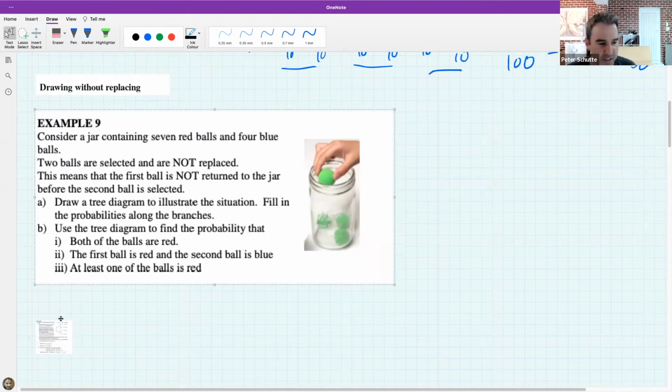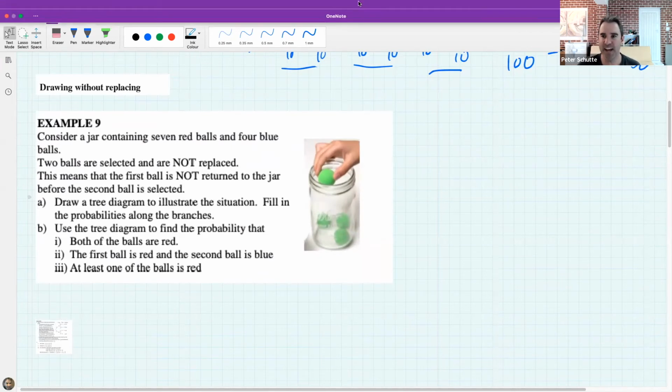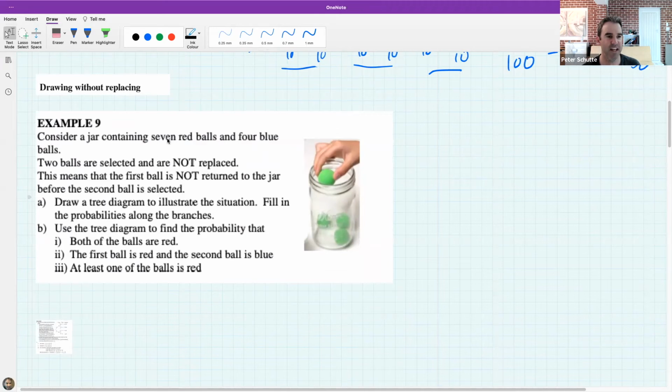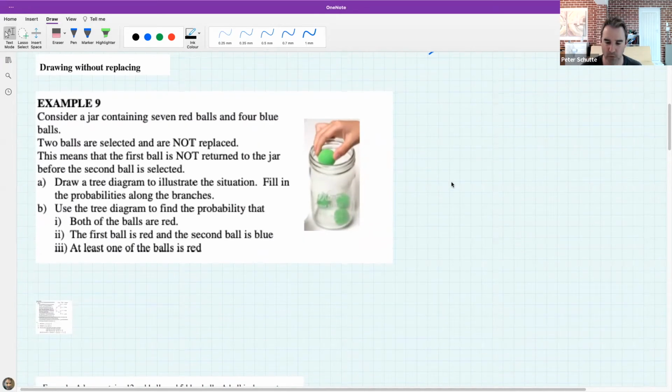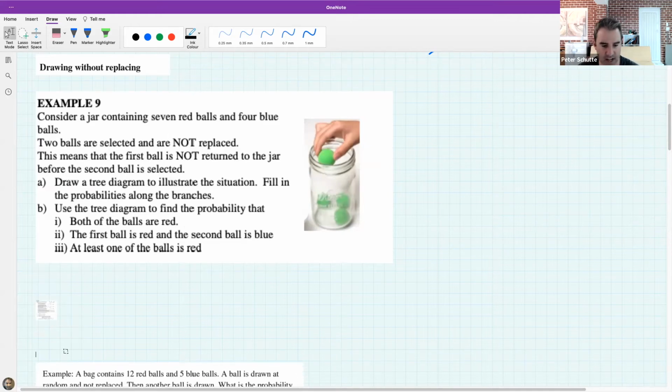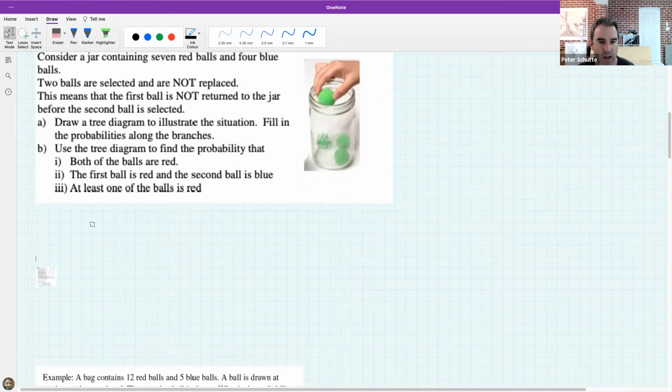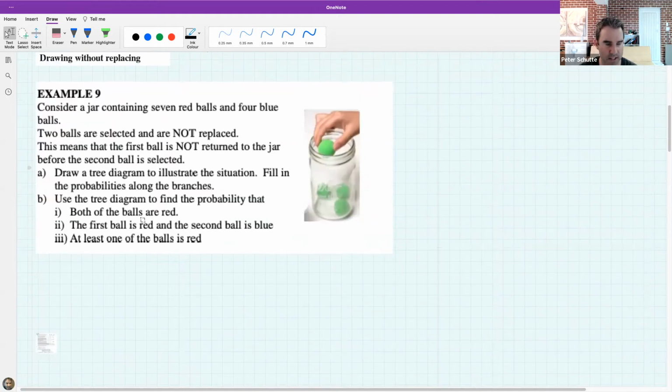All right, so now we're going to talk about another type of question. This question is called drawing without replacing. And when we draw without replacing, the events are no longer independent. They're now dependent because, for example, if I have a bunch of balls in a jar and I take out one and I don't put it back, I've reduced the amount of a certain color. And so we can still use the tree diagram way of working out, but we need to start making some adjustments to our numbers. Okay, so that is the type of situation I want to think about here.